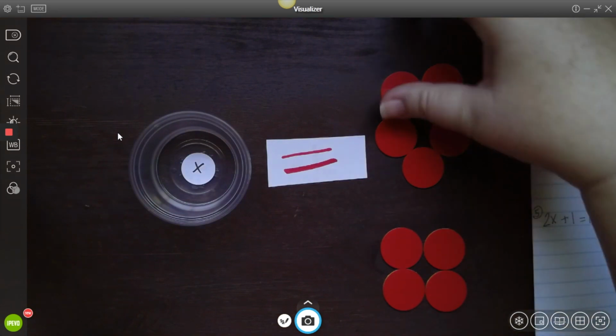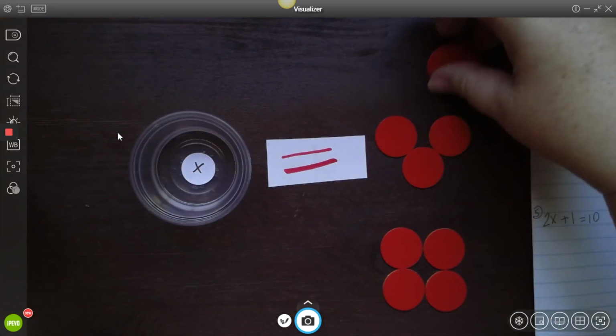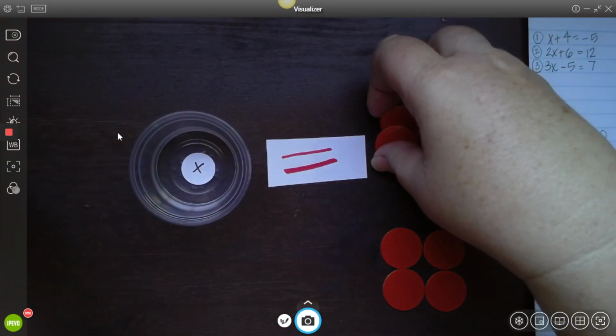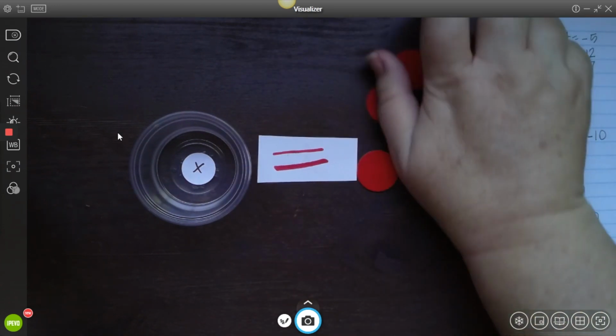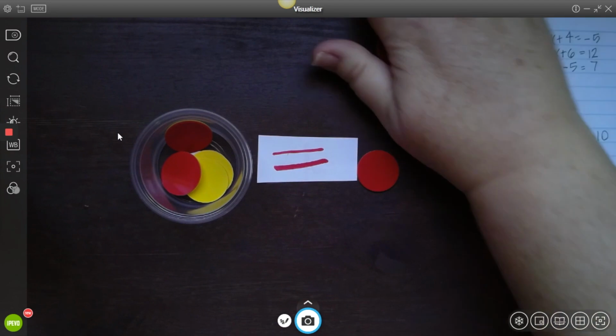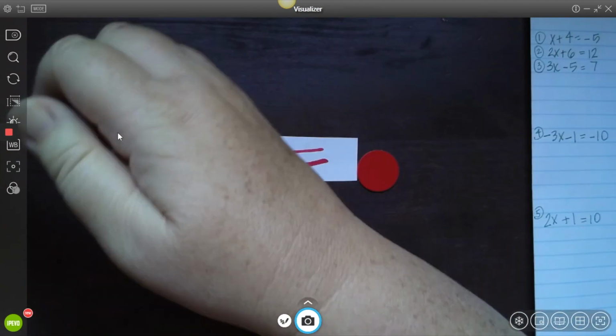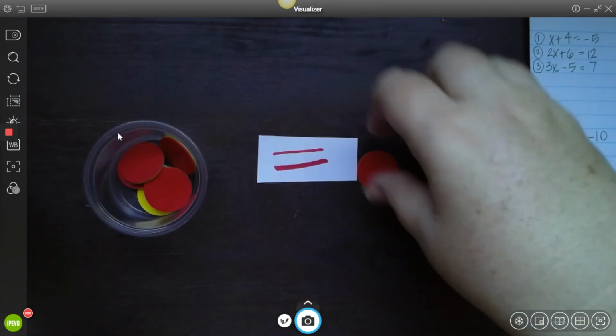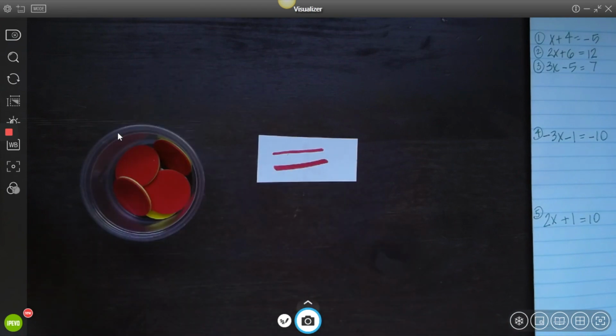Some teachers like the idea of once I collect my chips, if I take them all and place them inside the cup, so then the kids know that the answer is -9. You can choose to do that or not to do that.